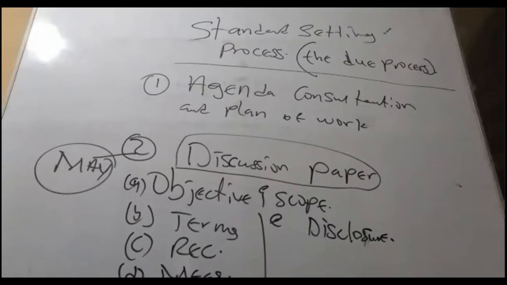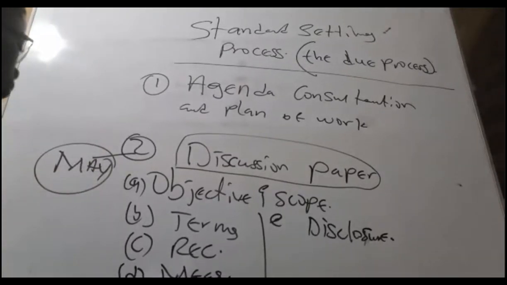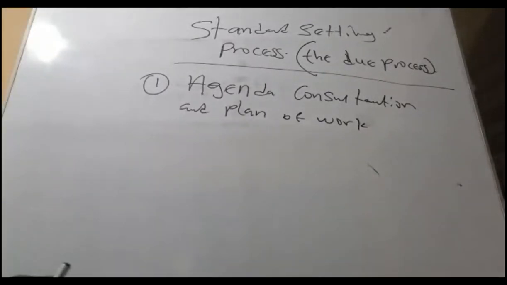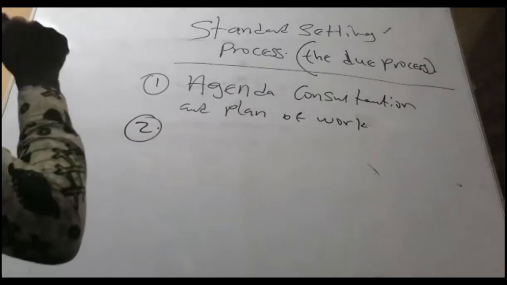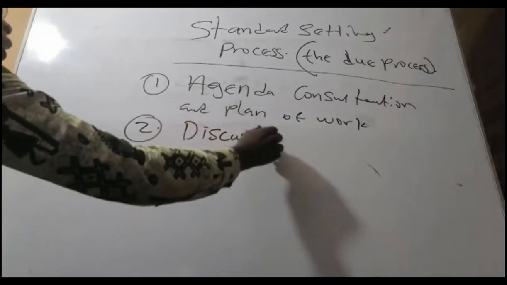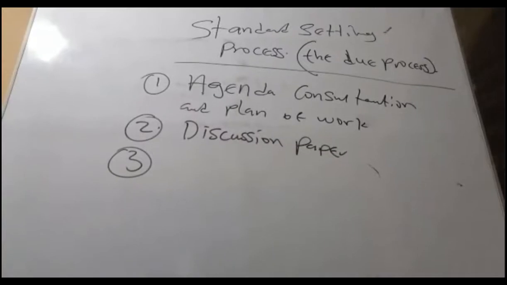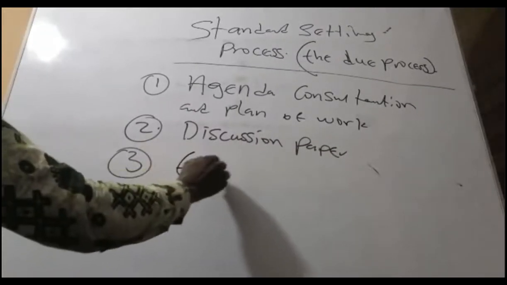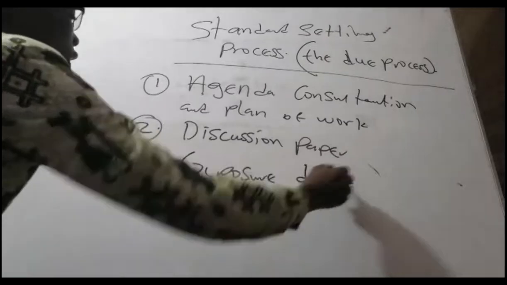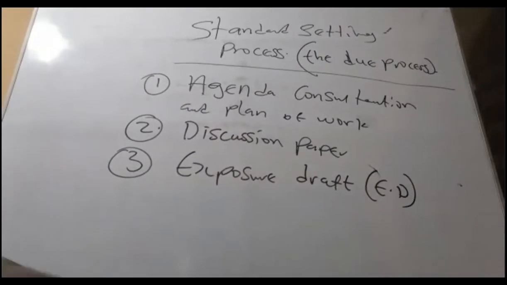They have to now develop the discussion paper based on the agenda, the ideas that they've consulted on together. Okay, let's go to the third stage. But let me finish it by beginning here. So we say they have to produce the discussion paper. Third, now they have to prepare what you call the exposure draft. We call it ED.